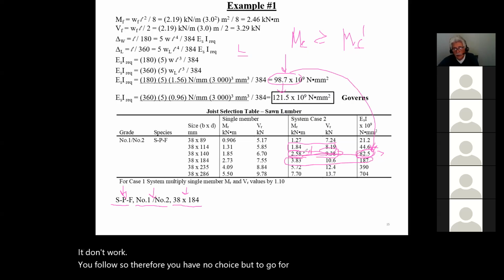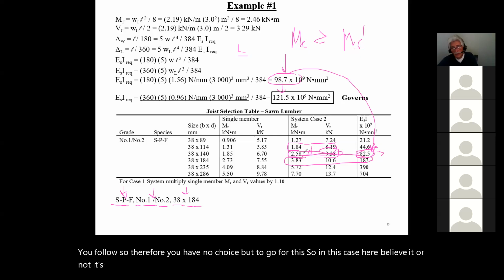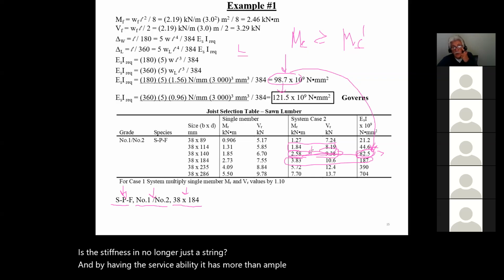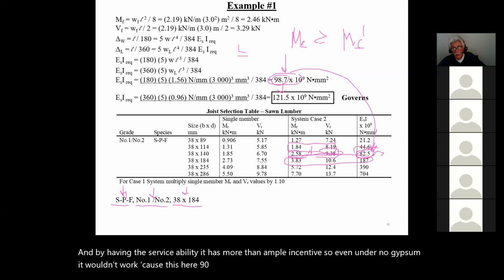So in this case here, believe it or not, it's not strength that governs your design. Guess what it is? It's serviceability. It's the stiffness. It's no longer just the strength. And by having the serviceability, it has more than ample, you understand? So even under no gypsum, it wouldn't work because this here, 98.7, 82.5, still no good, okay?